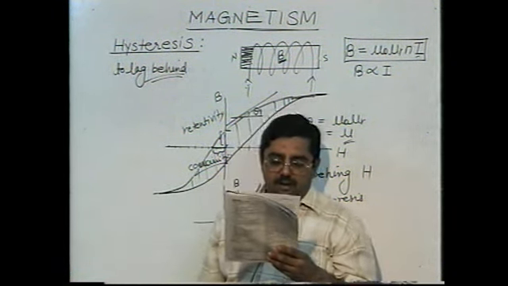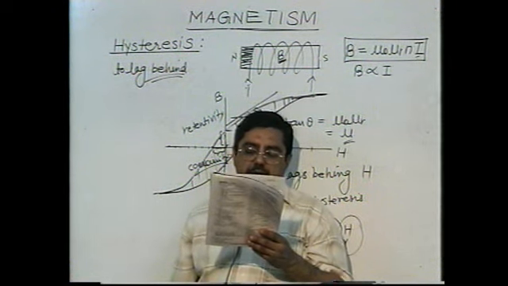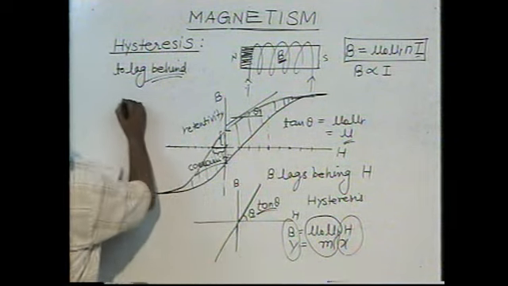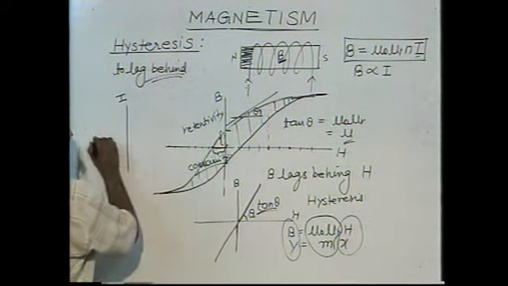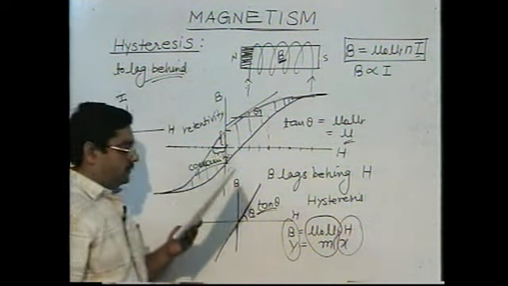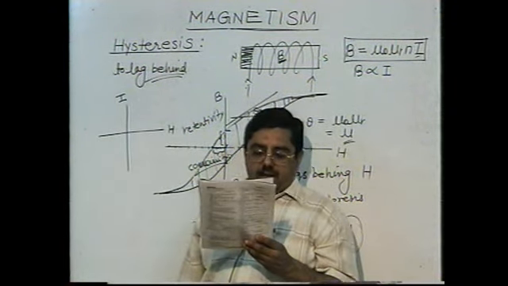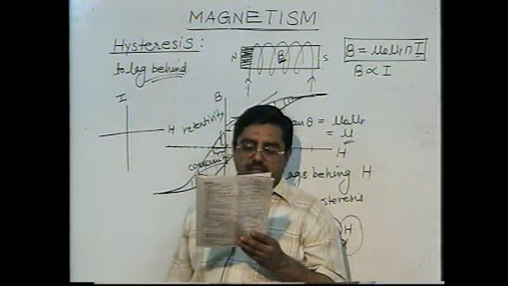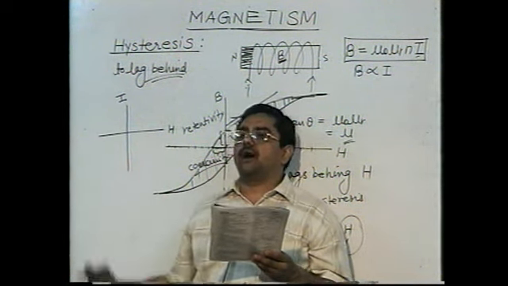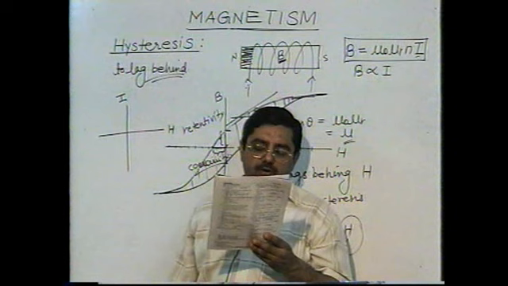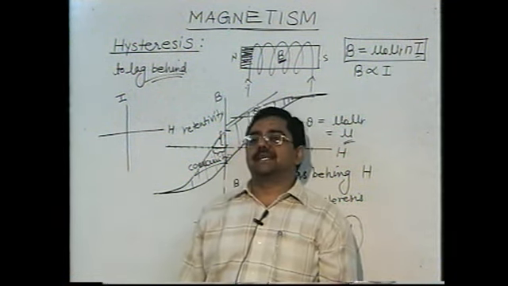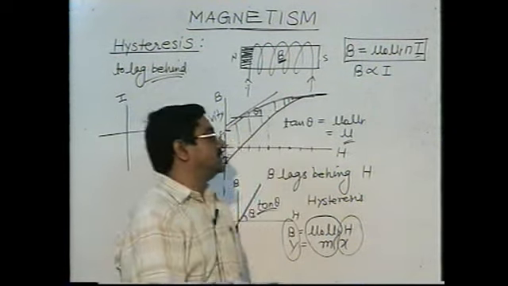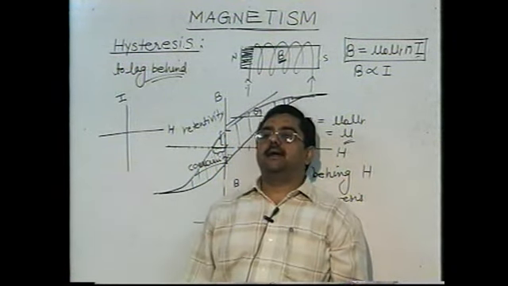I have explained this. If the graph is plotted between I, intensity of magnetization, and H, so if you plot a graph between I and H, the loss of energy per unit volume per cycle of magnetization is mu 0 times area of IH curve. And slope of IH curve gives the value of susceptibility. Important. So this is all about magnetism.